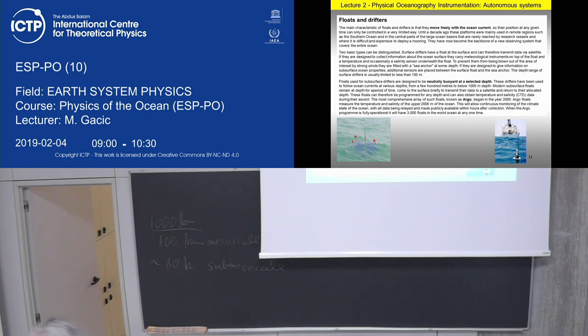So you do really Eulerian measurements by using a Lagrangian instrument. We have a few of these here in the Adriatic, and they are doing their job pretty well.